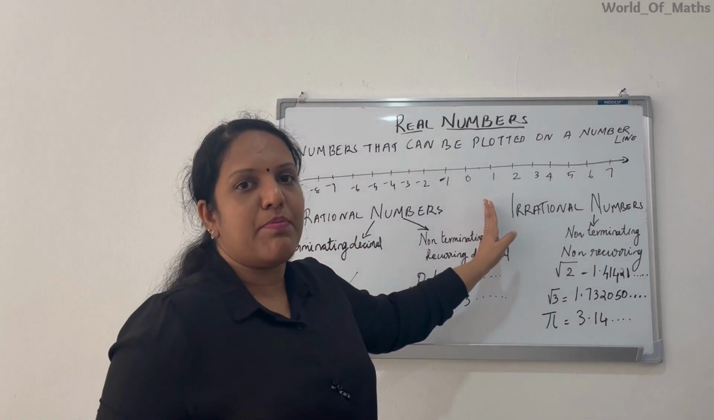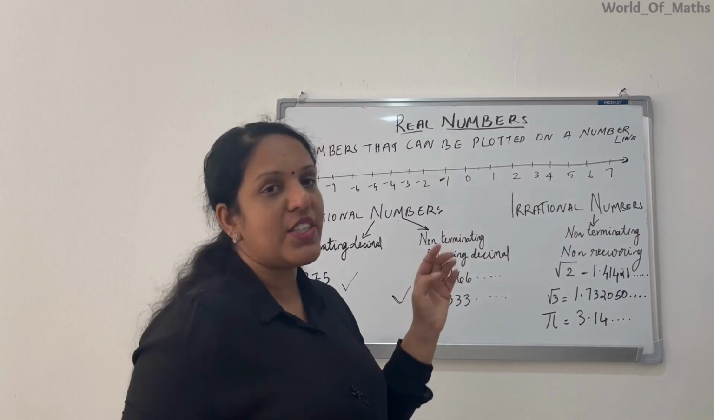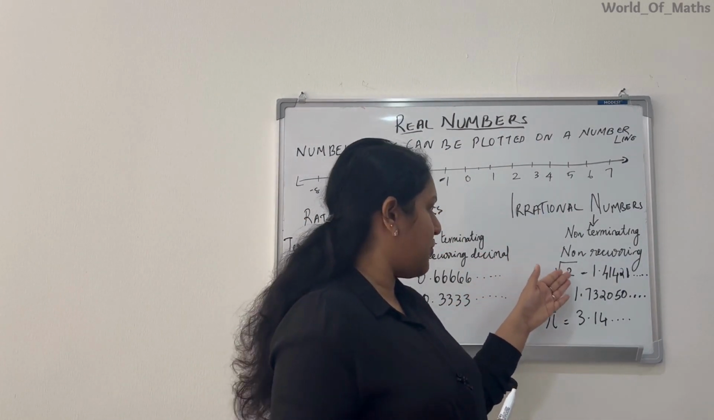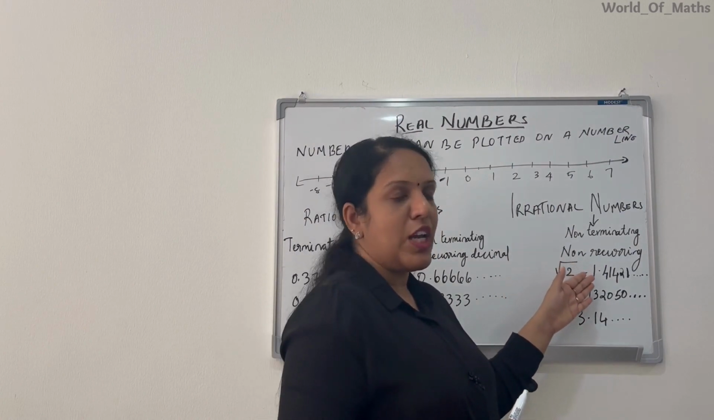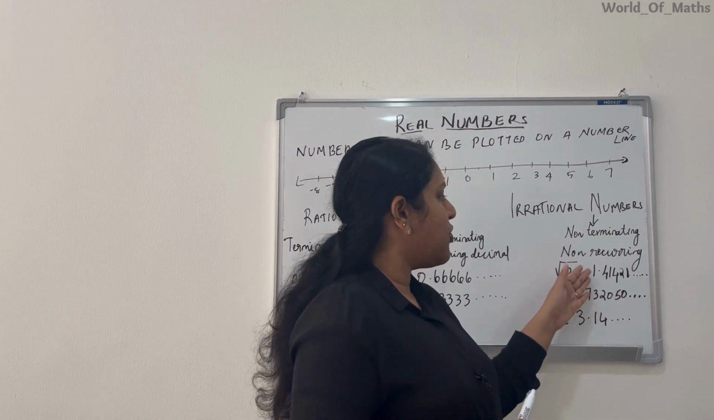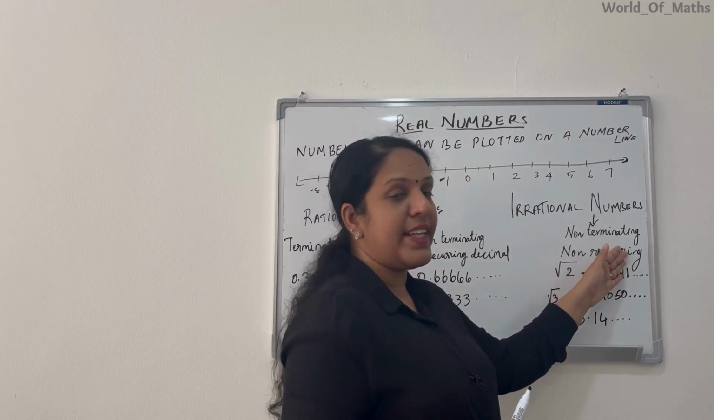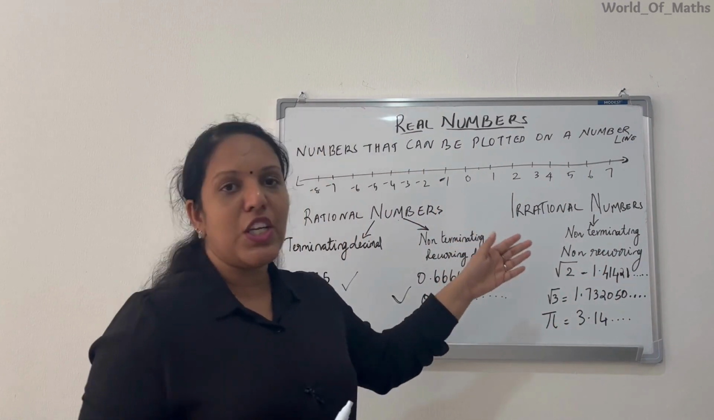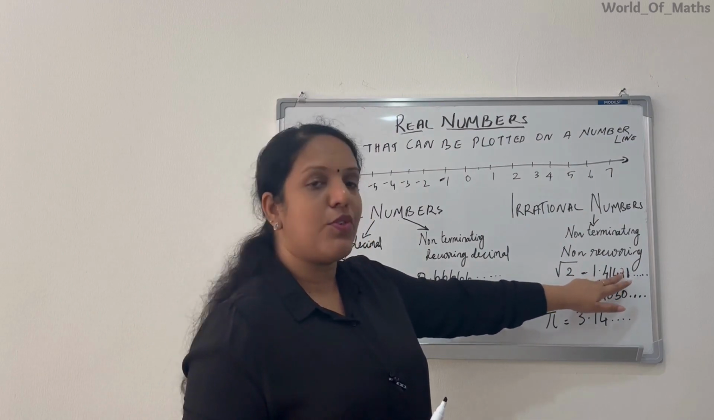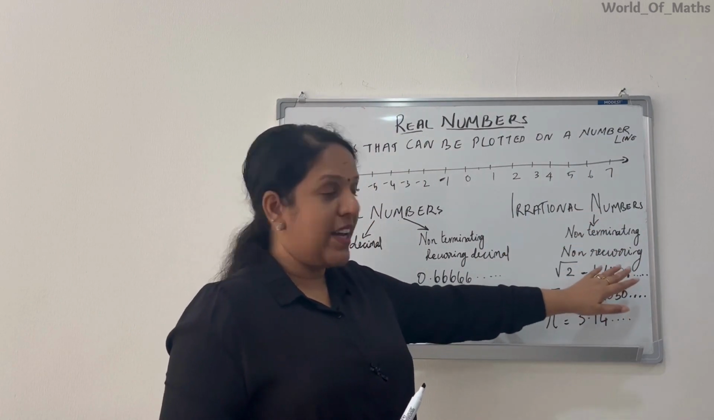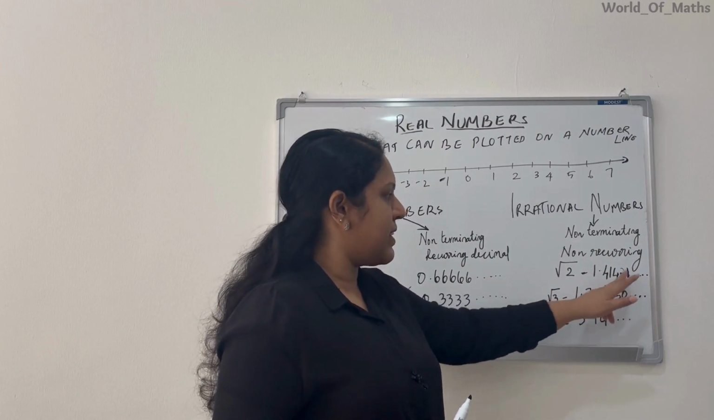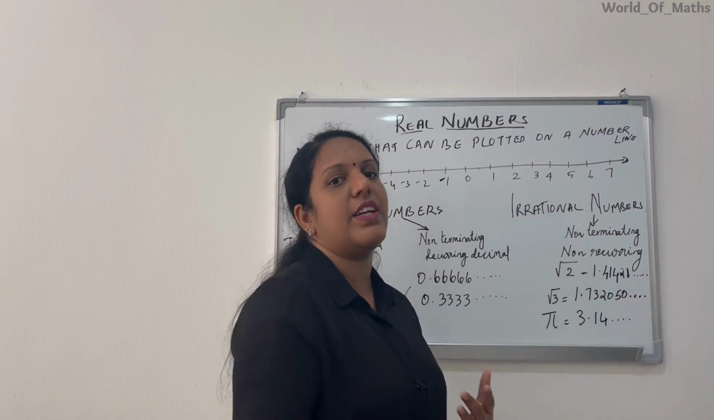The next set of numbers are irrational numbers. What are irrational numbers? Have you heard about numbers like the square root of 2, which comes to a value of 1.41421 and it never ends. You can see it is non-terminating and non-recurring. The value of the square root of 2, 1.41421, never terminates and doesn't show a pattern. It's not a recurring one.